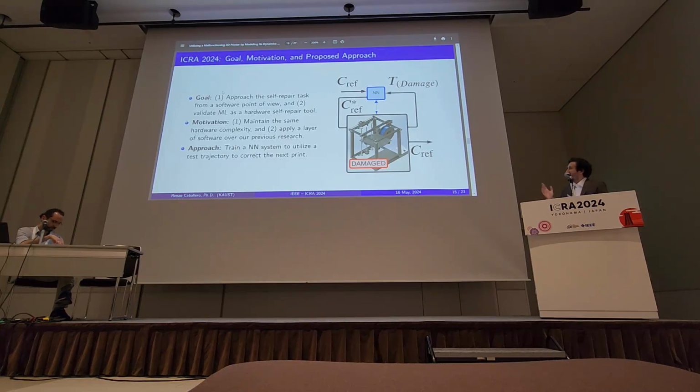Actually, my colleague who participated more in the machine learning part was very actively asking me how to model the damage in the printer. I would tell him, no, we have to avoid that. But yeah. Thank you very much. Let's thank the speaker one more time.